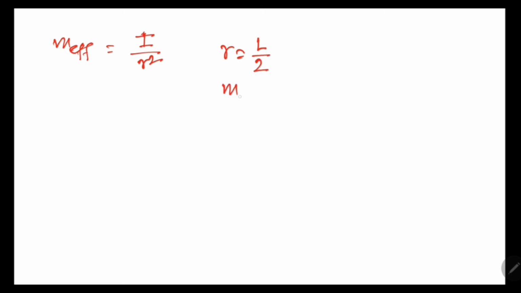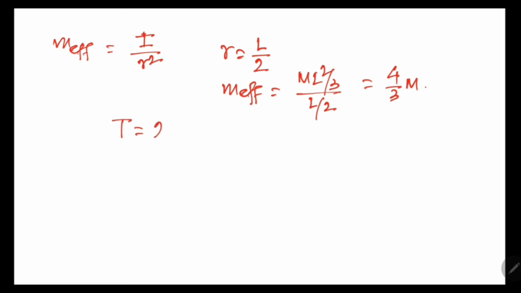Therefore, effective mass equals (m L square by 3) divided by (L square by 4), that is 4 by 3 into m. Therefore, for the previous diagram, time period equals 2 pi into root over effective mass, which is 4m by 3, and effective spring constant is k. Therefore, time period equals 2 pi into root over 4m by 3k.